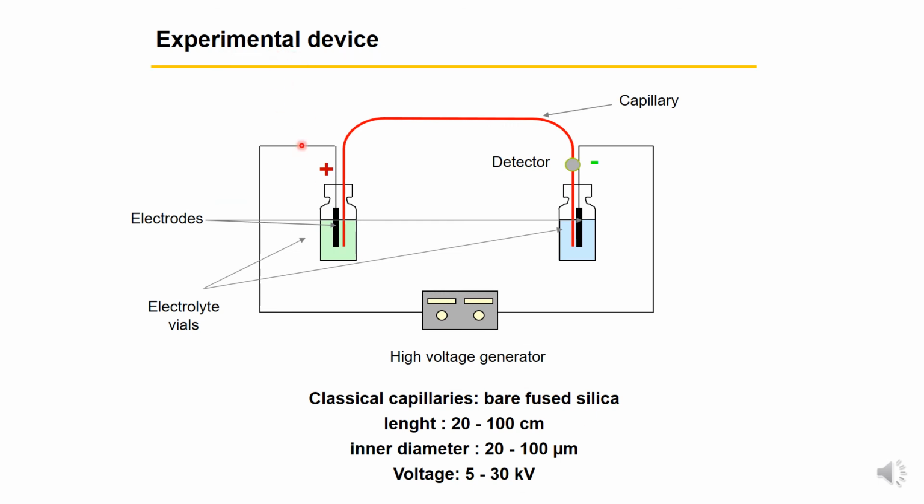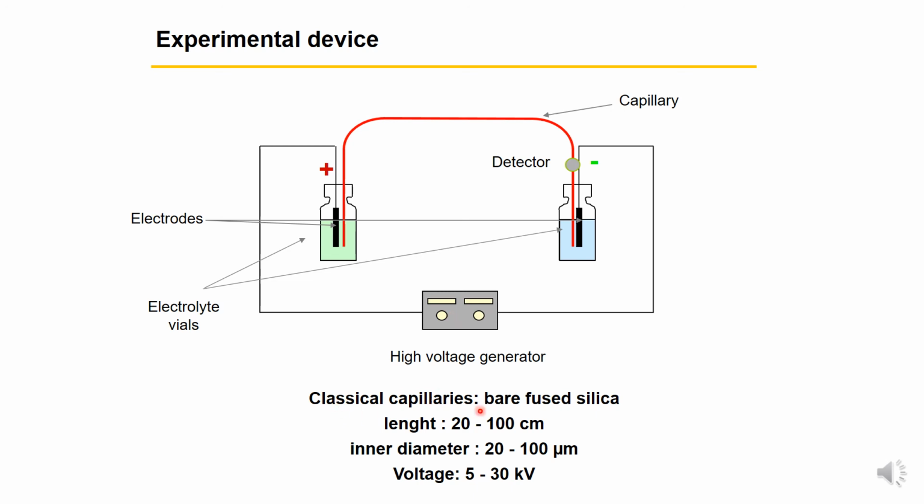So on the experimental device, you understand that you have electrolyte vials here and here. You have your capillary represented in red. So this is an empty tube, a very small empty tube. And here you have the detection at the end of the capillary. Not in the total length, but generally I think this is 6 or 10 centimeters before the end of the capillary. And you have here some electrodes with a high voltage generator to allow to apply high voltage.